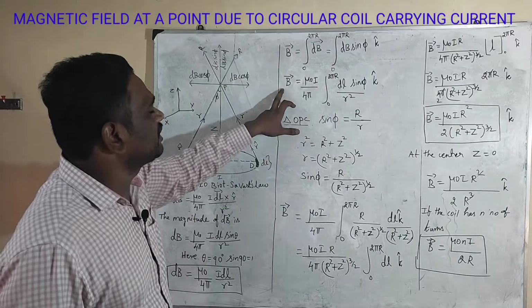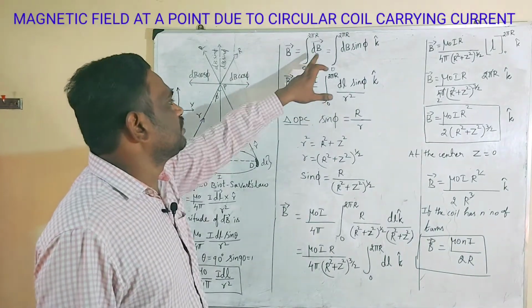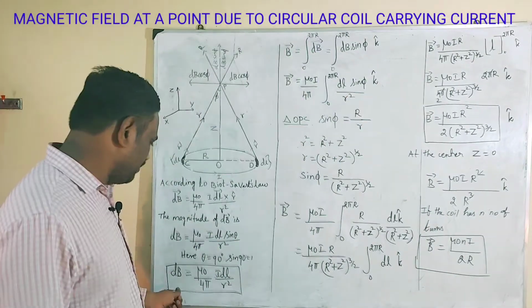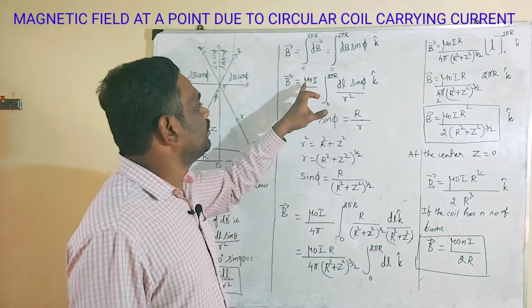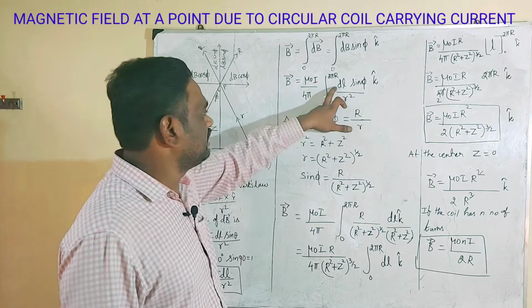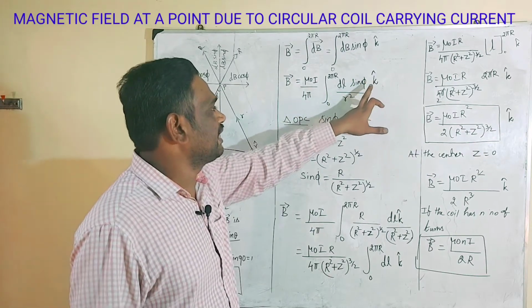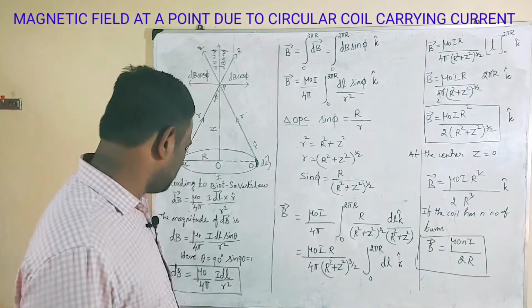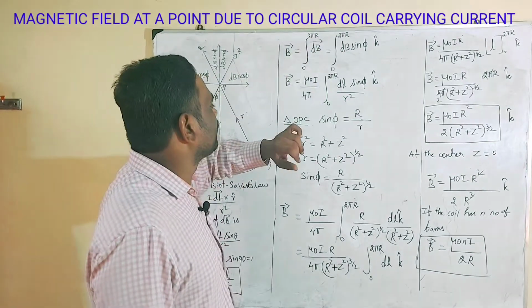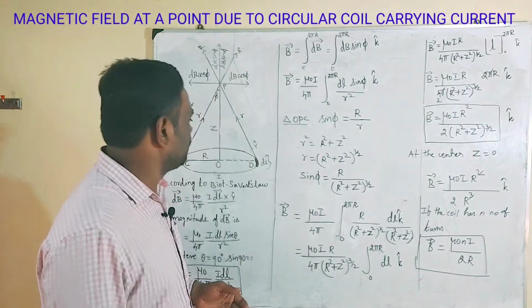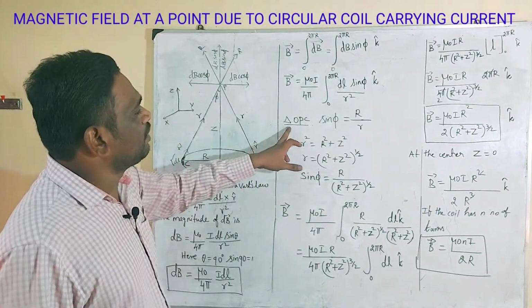Okay. So B vector is equal to, now substitute the value of dB, where dB is equal to mu naught by 4 pi, I dl by r square. So mu naught I by 4 pi, dl sin phi k cap divided by r square. I have just substituted dB in this equation. Okay. Now let us consider the triangle OPC.